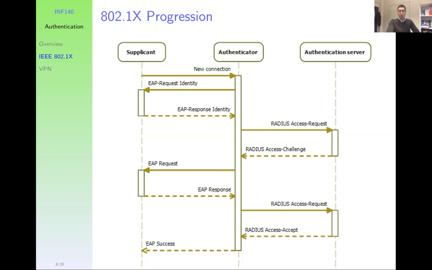Then if the response is authorized by this authentication server, the RADIUS server will send this accept message to the authenticator. Then the authenticator will forward this message to the supplicant. Then basically it's access. After this, the supplicant will be able to access the network resources via the authenticator here.